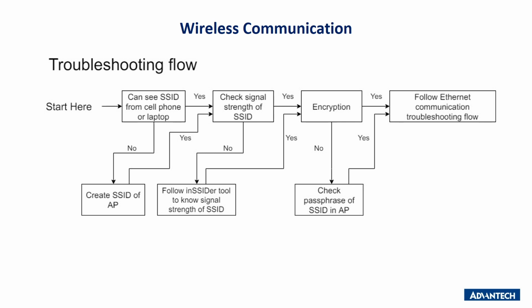When you debug wireless communication issues from Wi-Fi, you need more steps to check the wireless environment. First, please check that the SSID of the AP is visible from your cell phone. Please create one by using your AP. Second, please check signal strength by using third-party software. Signal strength status will be introduced at the end of the chapter. Finally, please make sure you know the password of your SSID. Once you connect to the SSID successfully, you can follow the general Ethernet troubleshooting flow mentioned in the previous chapter.